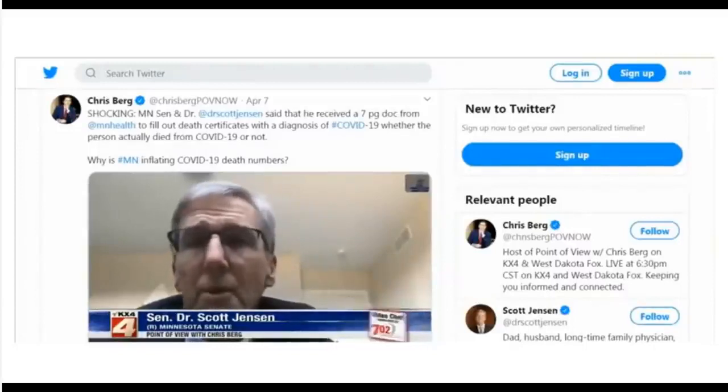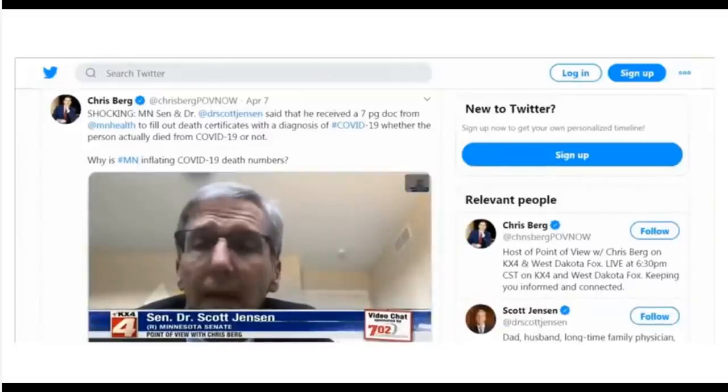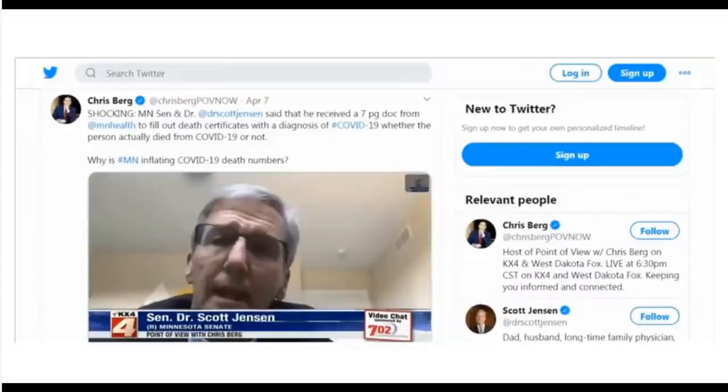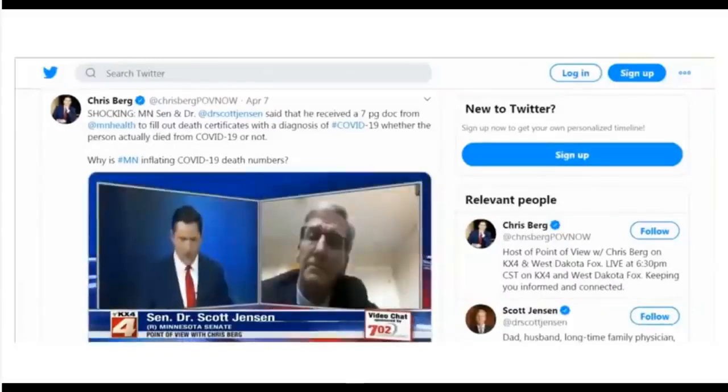Now, we've not done that. If someone has the pneumonia after, and it's in the middle of a flu epidemic, and I don't have a test on influenza, I don't diagnose influenza on the death certificate. I will say this elderly patient died of pneumonia.